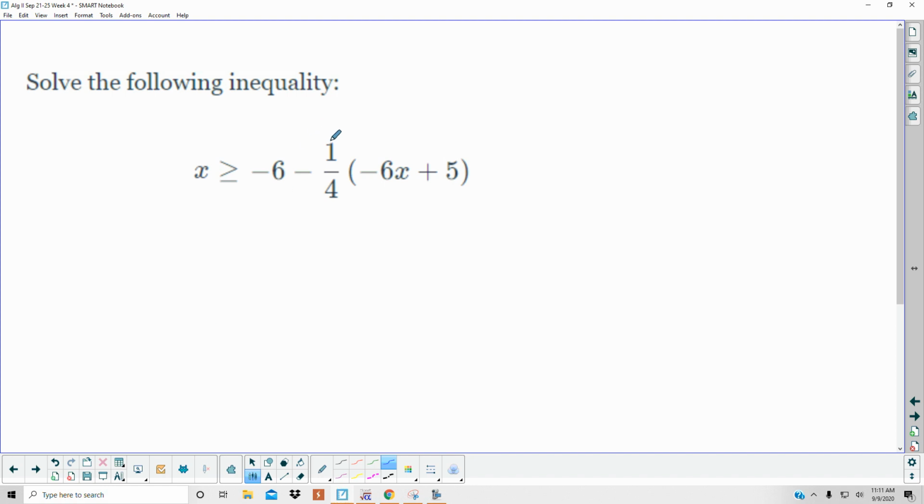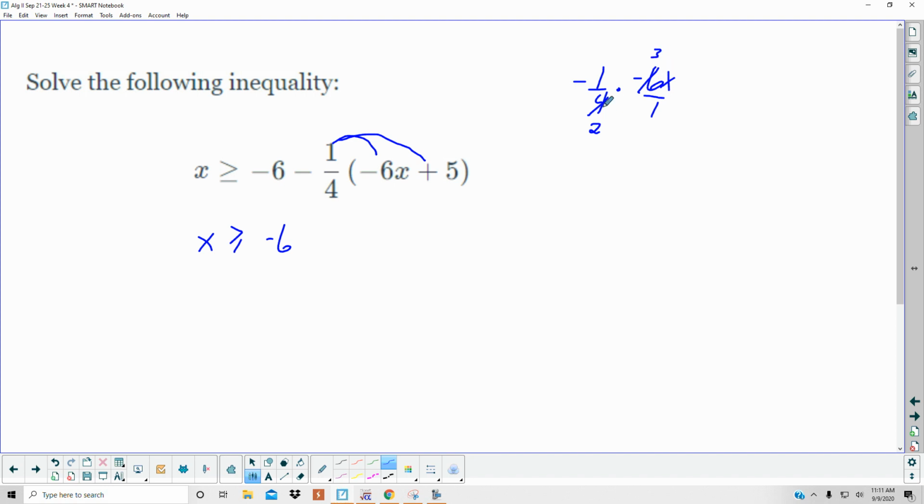All right, distributing a fraction inside. X is greater than or equal to, the -6 just sits there. This -1/4 is going to multiply in. Okay, so I've got -1/4 times -6x. Think of this as over 1. The 4 will reduce. 4 goes into itself twice, into 6 3 times.